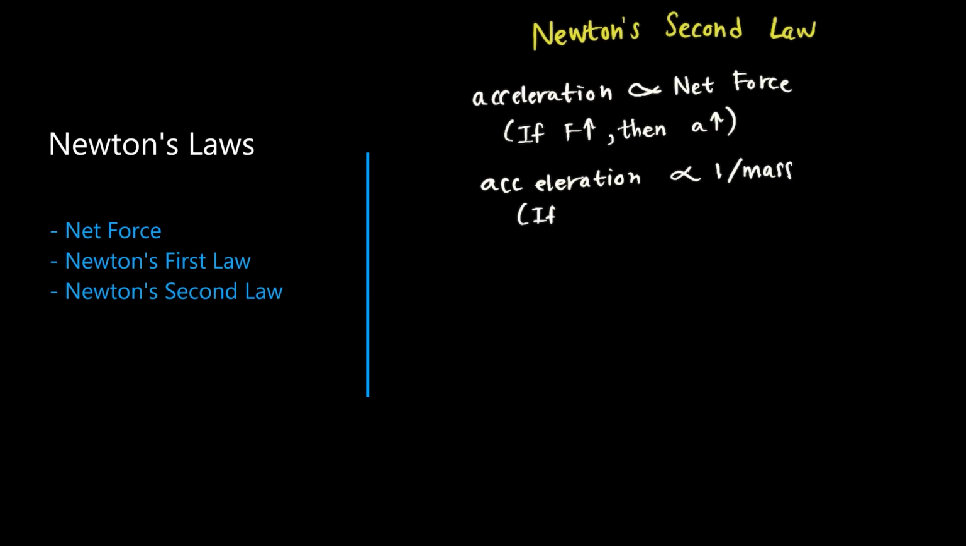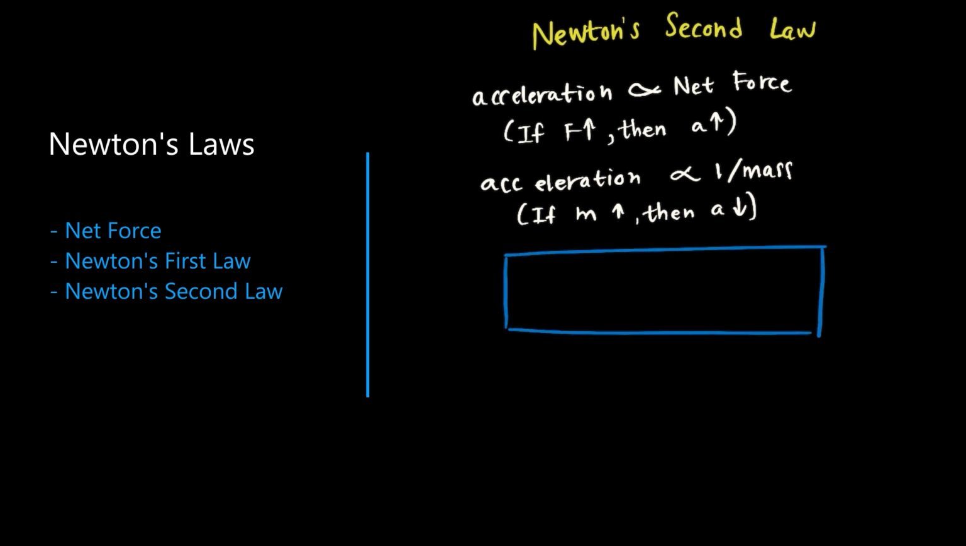Let's break this down. Direct proportionality to force means that if you double the net force on an object, you double its acceleration. If you push a cart twice as hard, it will accelerate twice as much. Inverse proportionality to mass means that for the same net force, an object with more mass will accelerate less. If you apply the same pushing force to an empty cardboard box and a heavy refrigerator, the box, with its smaller mass, will accelerate much more.